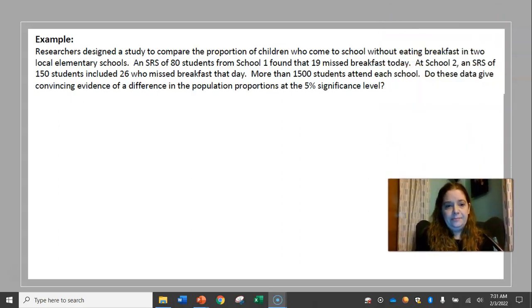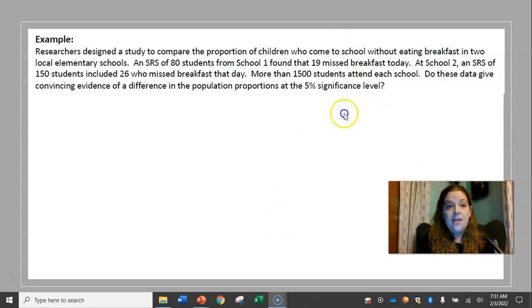Researchers decided to compare the proportion of children who come to school without eating breakfast in 2 local elementary schools. A simple random sample of 80 students from school 1 found that 19 missed breakfast today. At school 2, a simple random sample of 150 students included 26 who missed breakfast that day. More than 1,500 students attend each school. Do these data give convincing evidence that the difference in the population proportions is different at the 5% significance level? All right, so again, I see 2 groups here.